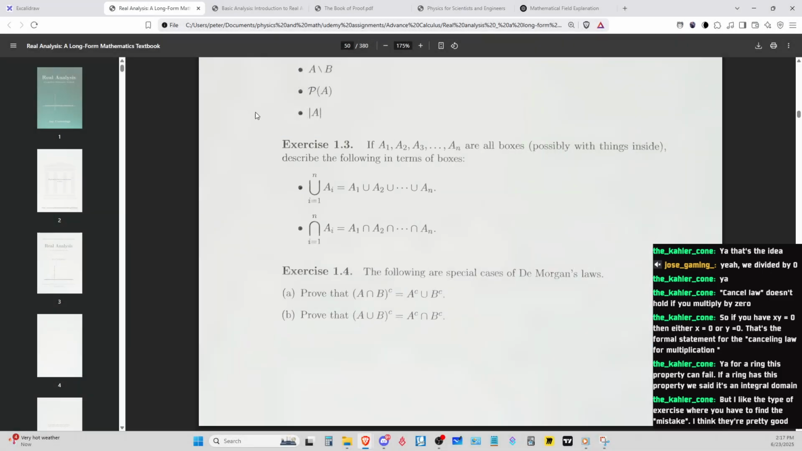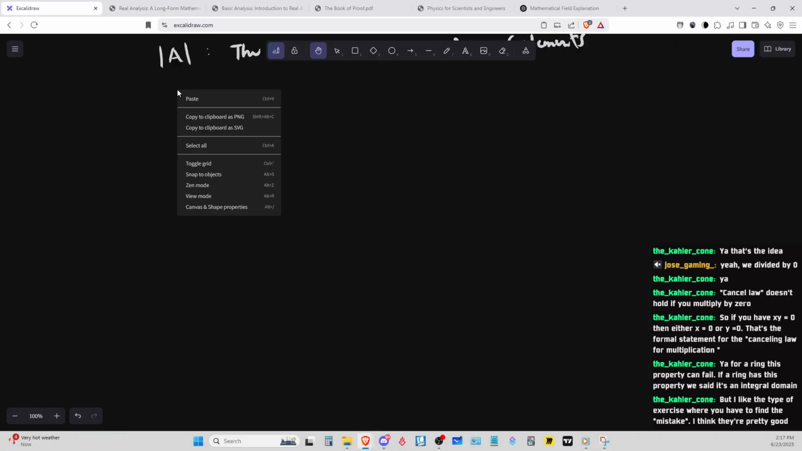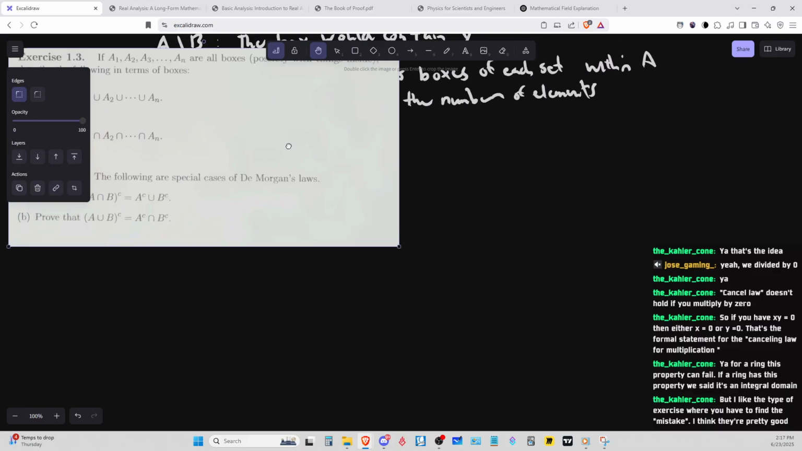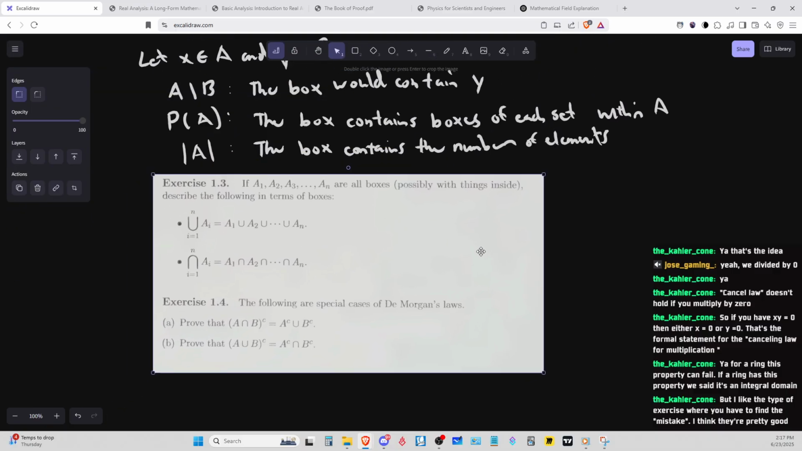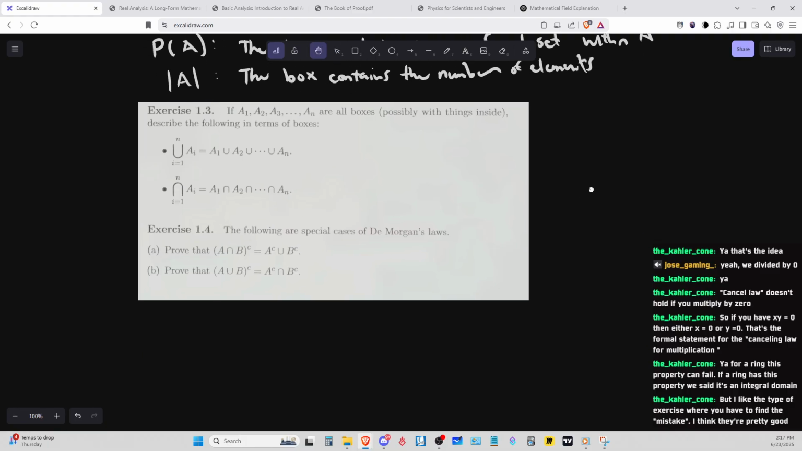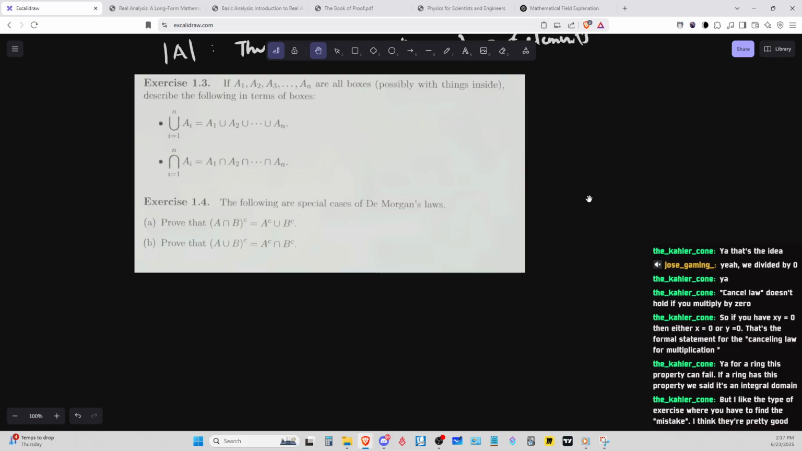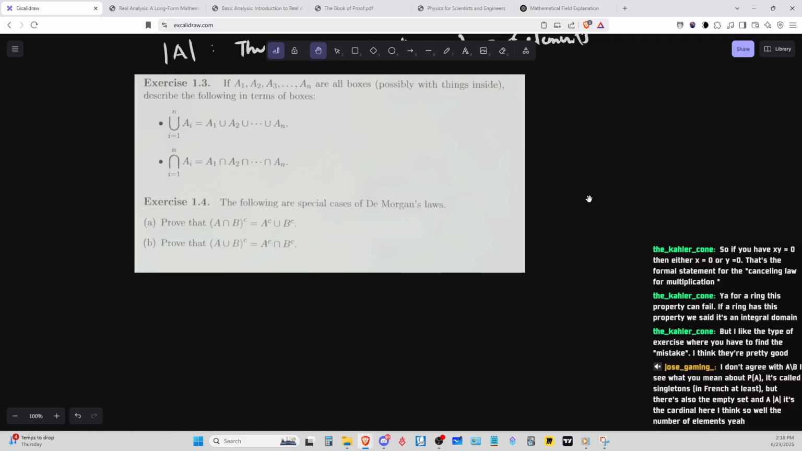Copy this, paste, drag you over here. Let's see, if A1, A2, A3, up to AN are all boxes, possibly with things inside, describe the following in terms of the boxes. Okay. Actually, I haven't worked with the big union and the big intersection.